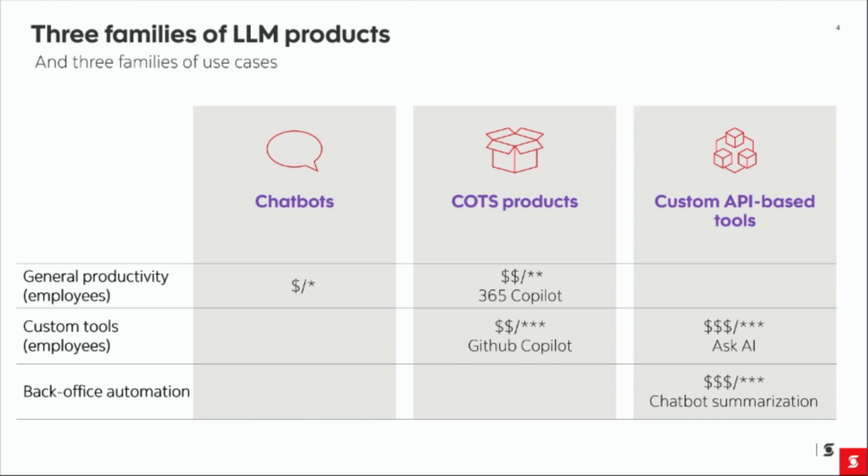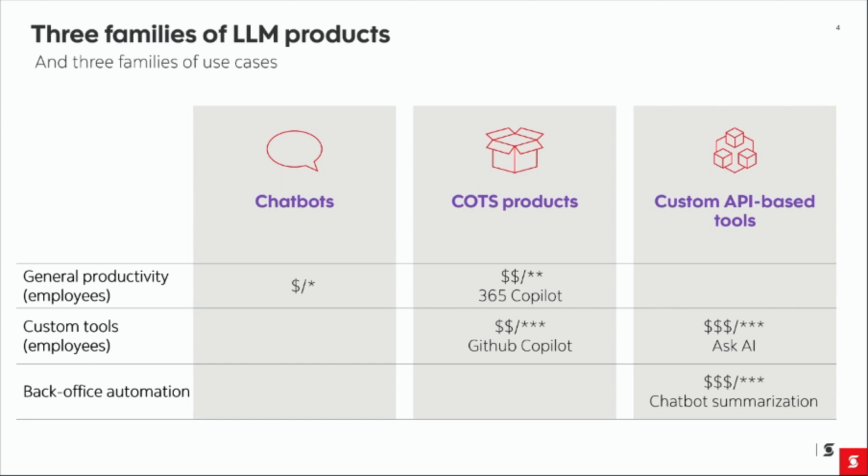Some things like Microsoft 365 Copilot are reasonably cheap. You just have to deploy it, and they bring reasonable value. We will see a little bit more about that. Custom tools for employees are things that are useful for specific groups of employees. So not general productivity, but things that help one specific job or process that employees are doing. An example of that is GitHub Copilot, again, just for the software developers. Pretty cheap license, but very high impact.